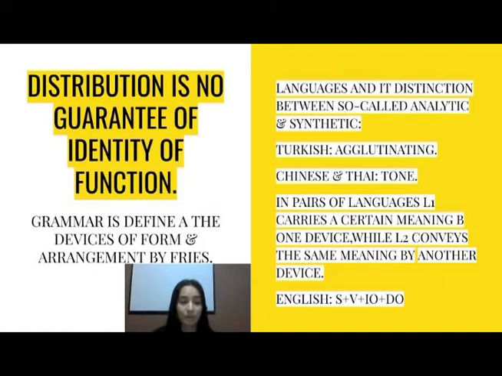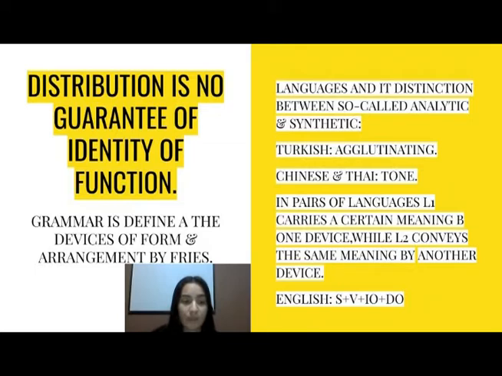The author Fries defines grammar as the devices of form and arrangement, and in this case, arrangement means the relative order of elements in constructions, formal devices operating at the level of grammar. There are three different kinds. We've got morphological markers, function words such as articles, and suprasegmentals, which are the devices of stress and intonation.